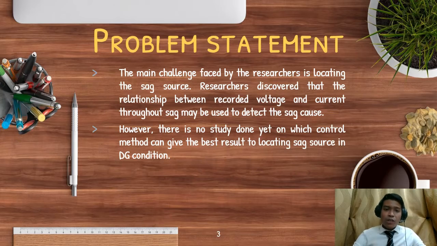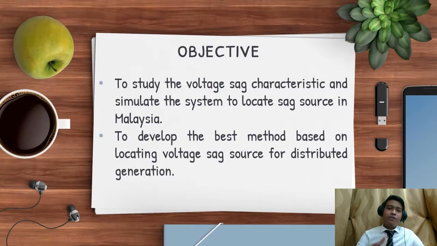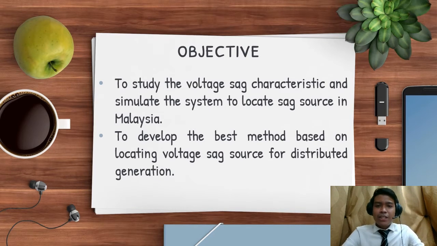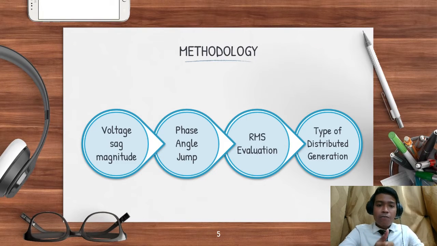Okay, to overcome the problem, there are two main objectives in this study. First is to study the voltage sag characteristic and simulate the system to locate the sag source in Malaysia. The technique for detecting voltage sag and the data are obtained by using the MATLAB SIMULINK software. Next, to develop the best method for locating voltage sag source for distribution generation. Okay, next, the proposed methods in this research are voltage sag magnitude, phase angle jump, RMS evaluation method, and the type of DG used in this study.